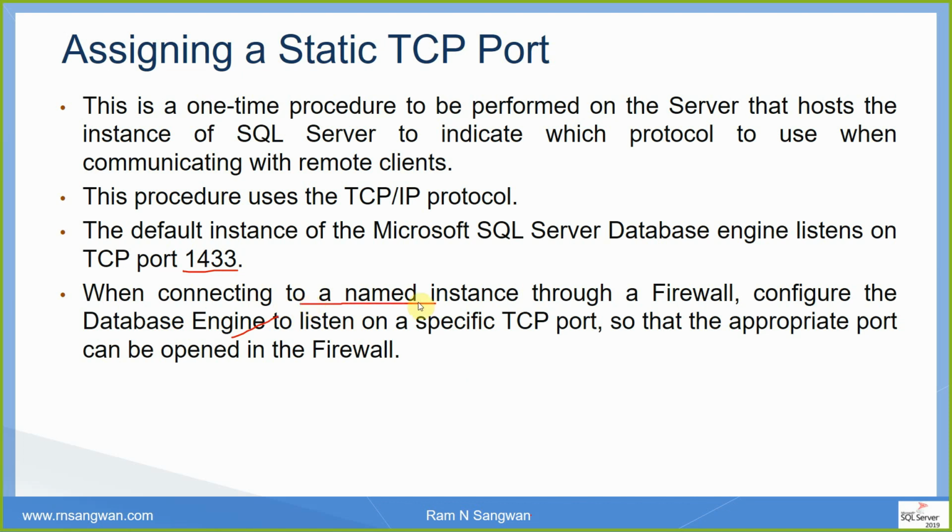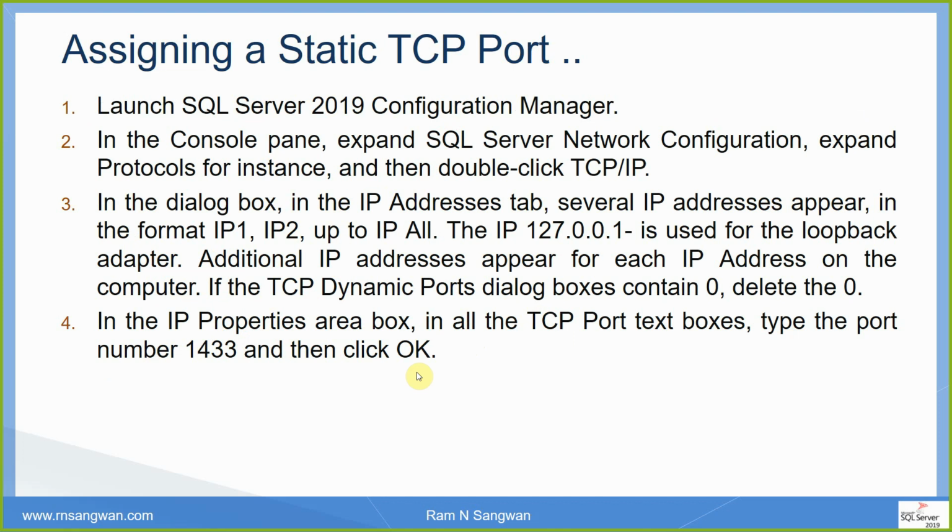When connecting to a named instance through a firewall, configure the database engine to listen on a specific TCP port so that the appropriate port can be opened in the firewall. It is a security measure, and you must address this. Open a specific port if you want to assign a specific static port to SQL Server 2019. Assign it, change the value as I demonstrated, and then open the port in the firewall.